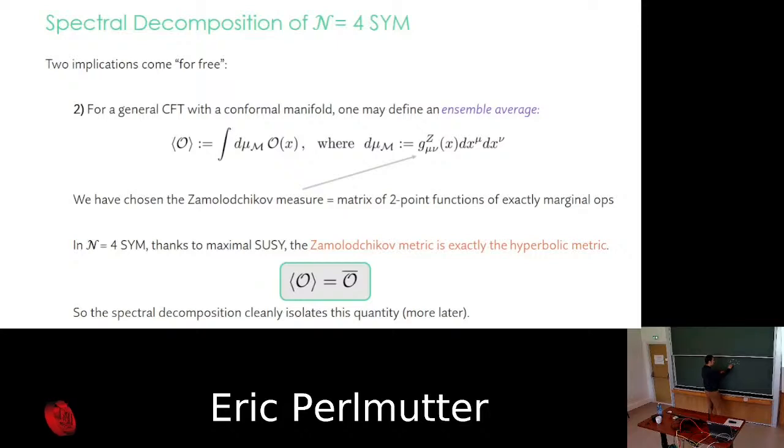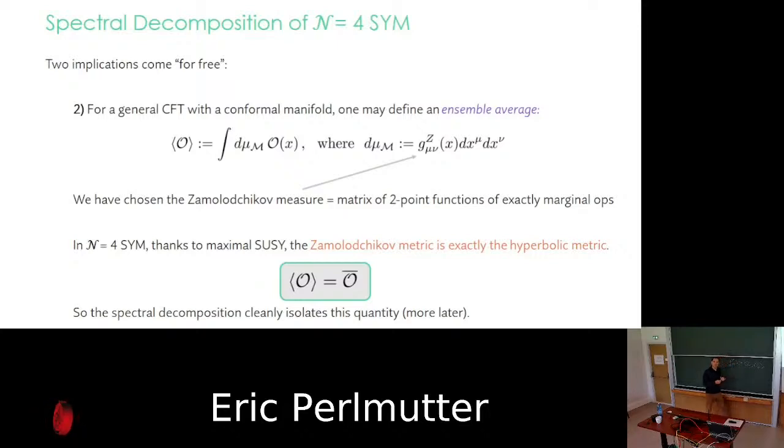So this g_{mu nu}(x), where x are moduli, with Z standing for Zamolodchikov, is just a matrix of two-point functions of the exactly marginal operators in the theory, where mu and nu label those operators. So in this case, there's just one complexified gauge coupling, so there's just one. In general, if you had lots of exactly marginal operators and a higher dimensional conformal manifold, you can still define this thing. Now it becomes a proper, larger matrix.